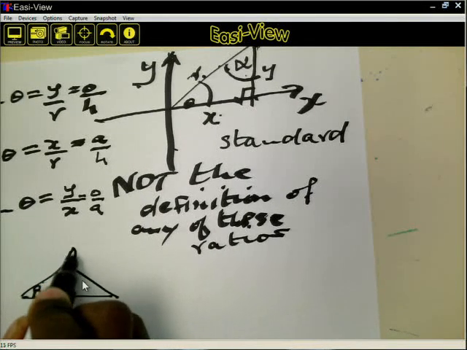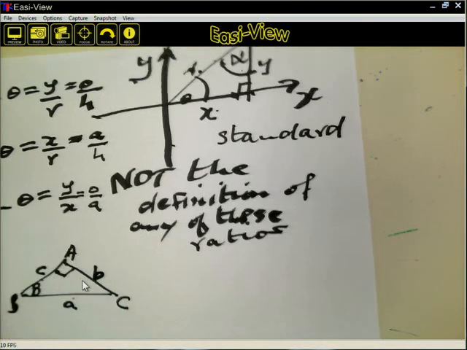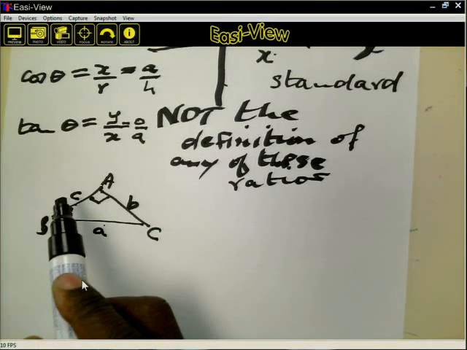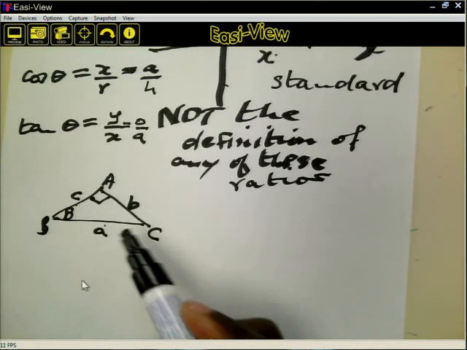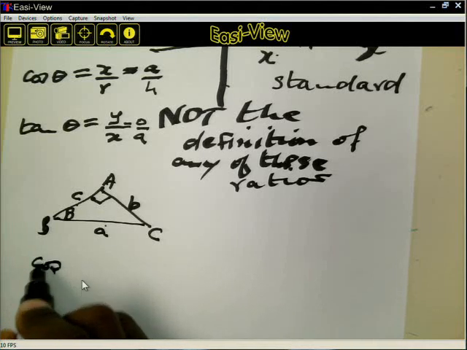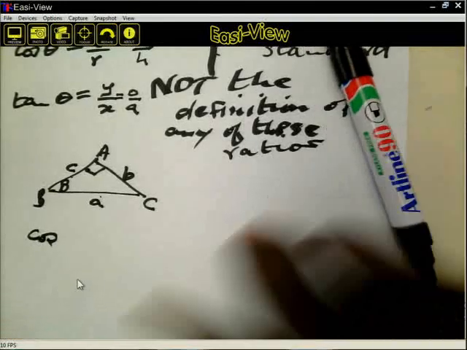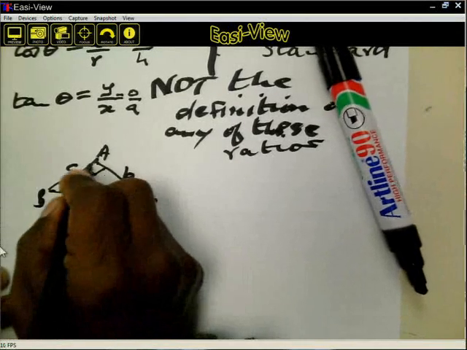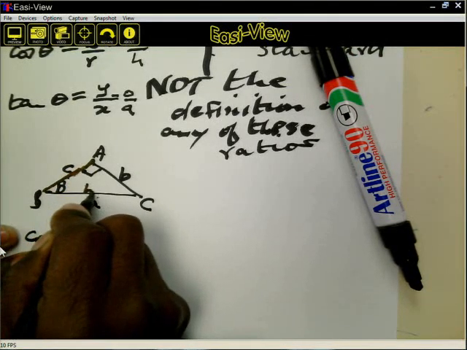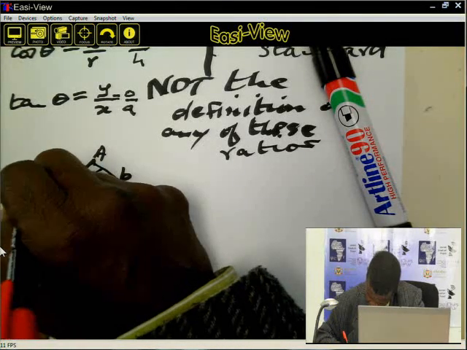Okay, let's call it A, B, C, with the side A, the side B, and the side C. You see, first of all, you don't have x, you don't have y, you don't have r. Does it mean you cannot find the cosine or the sine or the tangent? Of course you can, because the cosine would then be adjacent. Now, which side is adjacent? This side, together with the hypotenuse, forms this angle. This side that together with the hypotenuse forms the angle is adjacent.